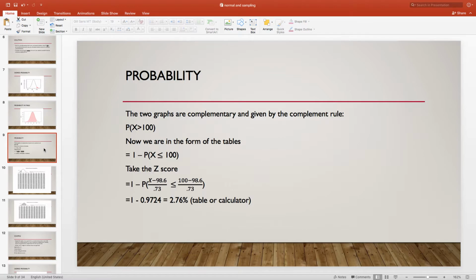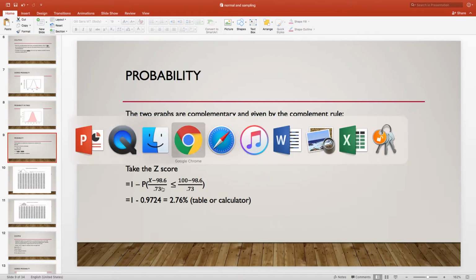I'm going to show you how you could use this now using a calculator. What you would see is that if you used a calculator, remember our mean is going to be 98.6, and our standard deviation is 0.73.